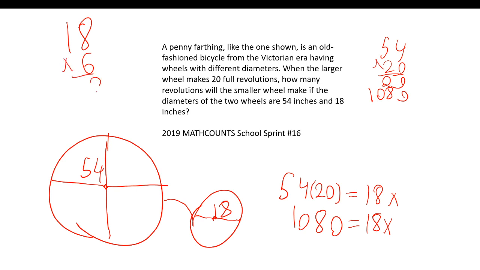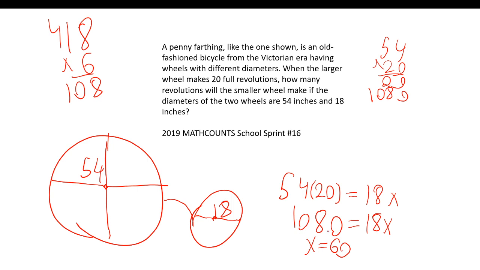8 times 6 is 48. So 18 times 6 goes in perfectly. That means we're going to have a 0 here for the 0. So that means x is equal to 60. And the product remains constant, inverse proportion.